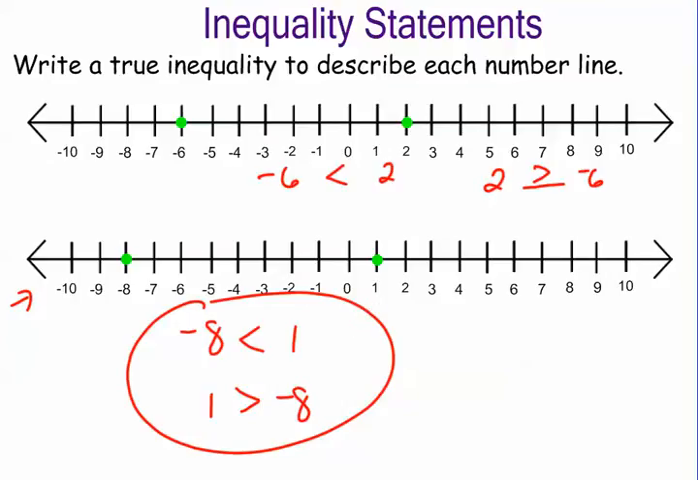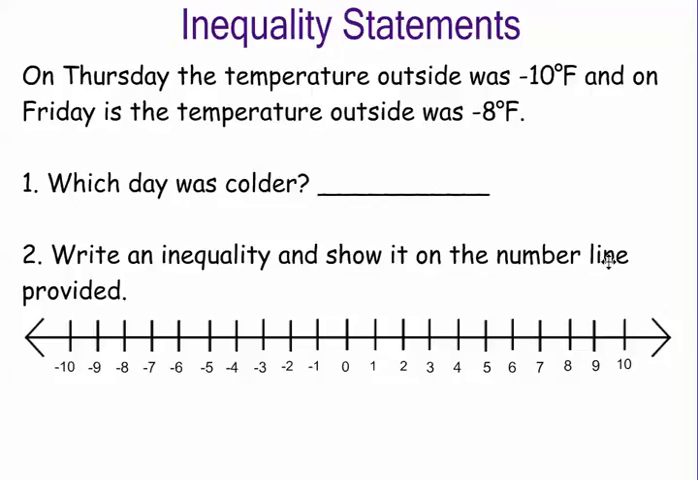Okay? All right, now let's look at kind of like a real world situation when we're talking about temperature, okay? So on Thursday, the temperature outside was negative 10 degrees, and this is on your notes here. It's negative 10. And on Friday, the temperature outside was negative 8. So which day was the colder day? Which day was the colder day? So if I think about it, if I'm at negative 10 or negative 8.